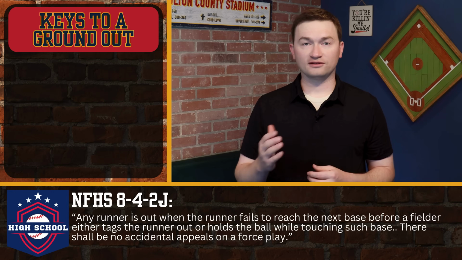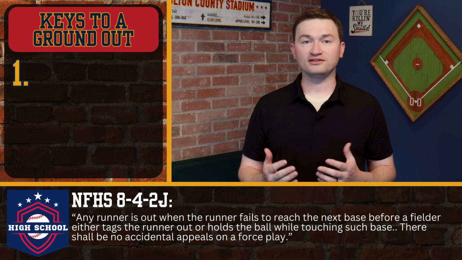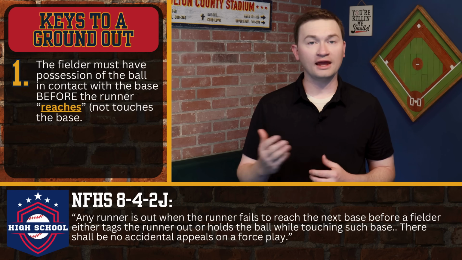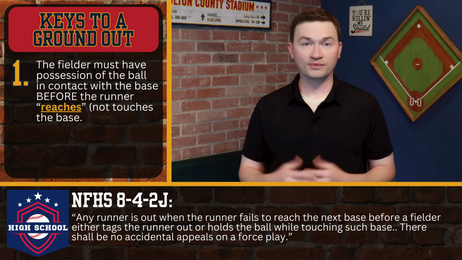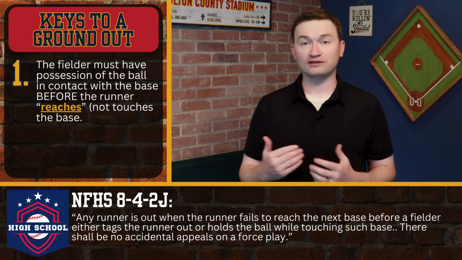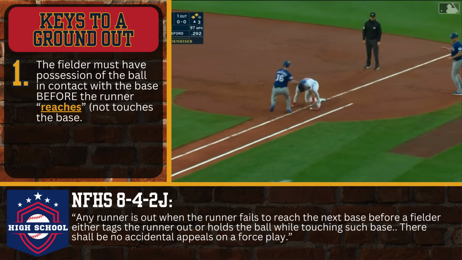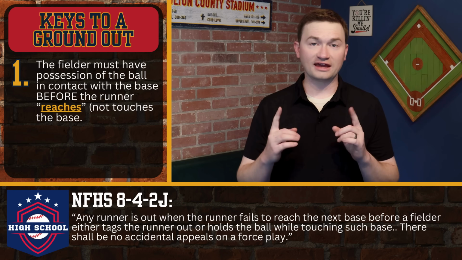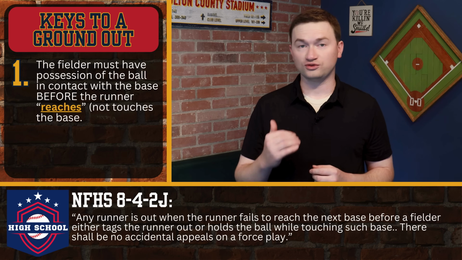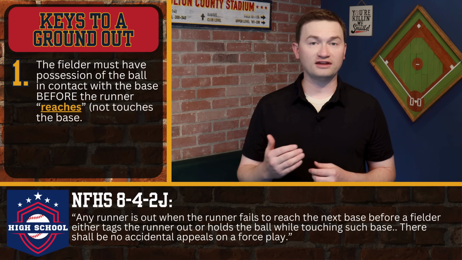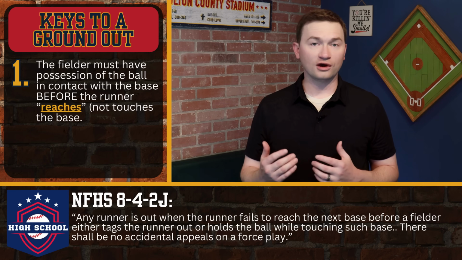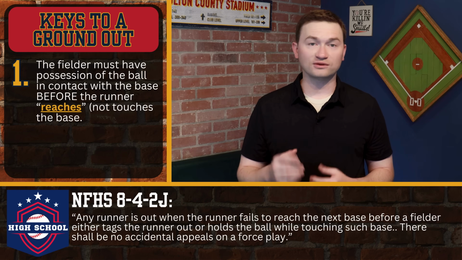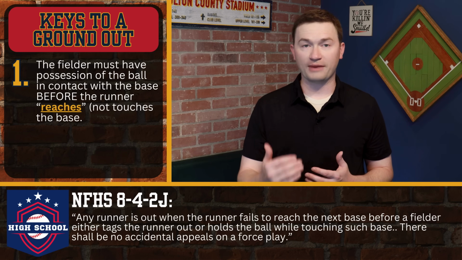Two major takeaways from this rule. First is that the runner is out if they haven't reached the base at the time the fielder holds the ball and touches such base. In this play, the batter runner has reached the base and is beyond the base when the fielder finally controls the ball. Because of this, Rule 8-4-2J does not apply as a reason to call the runner out. So his holding the ball while in contact with the bag does not get him the out since the runner is already beyond the bag.